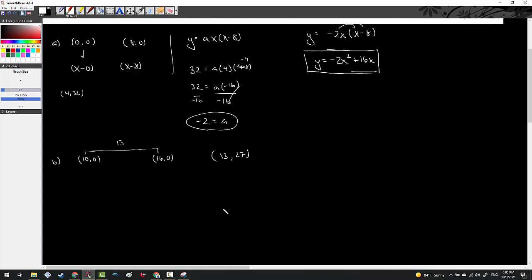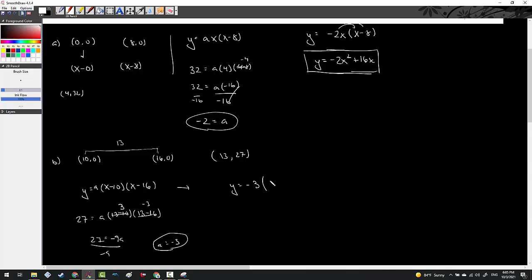So now we're back in Jen's position. So we're going to say y equals x minus 10 times x minus 16. Don't forget the a. So now I'll go and say 27 equals a parentheses 13 minus 10 times 13 minus 16. So that's going to be a 3. That's going to be a negative 3. So negative 9a equals 27. So dividing both by negative 9, a equals negative 3. So what I've got is y equals negative 3 parentheses x minus 10 times x minus 16.